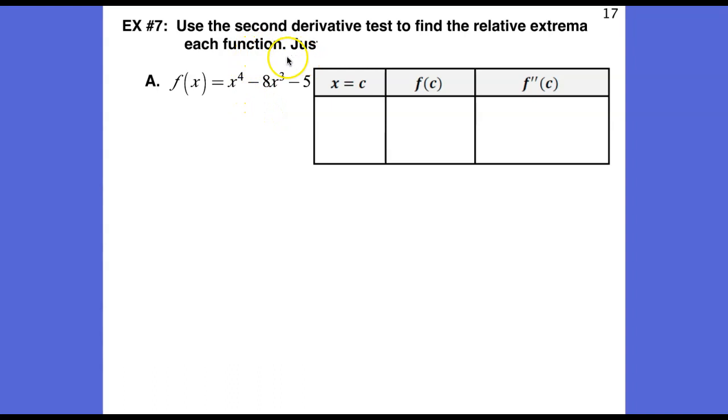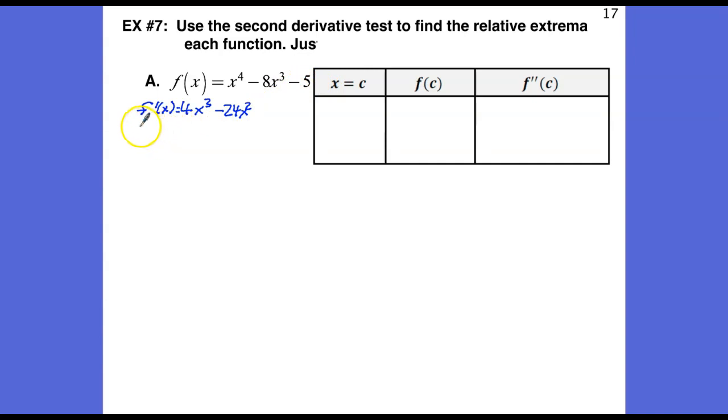In example 7, we're told to use the second derivative test to find the relative extrema of each function and then justify. So f of x equals x to the fourth minus 8x cubed minus 5. And we'll begin by taking the first derivative. So f prime of x is 4x cubed minus 3 times 8 is 24x squared, and the derivative of -5 is 0.